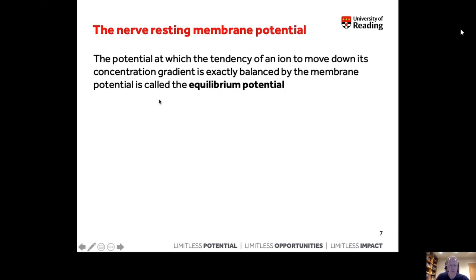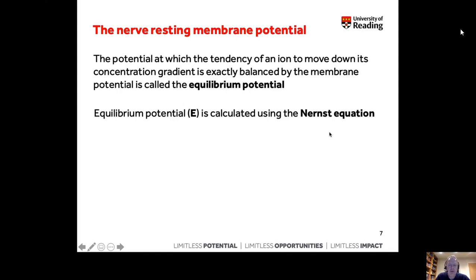So the first term to appreciate in terms of the action potential is something called an equilibrium potential. We'll see that there are different ions that set the different phases, the inward and outward phase of an action potential, and those are dictated by something called the ion's equilibrium potential. The potential at which the tendency of an ion to move down its concentration gradient is exactly balanced by the membrane potential is called the equilibrium potential. Each ion that's involved has its own equilibrium potential, and we'll show you how to calculate those over the next few slides.